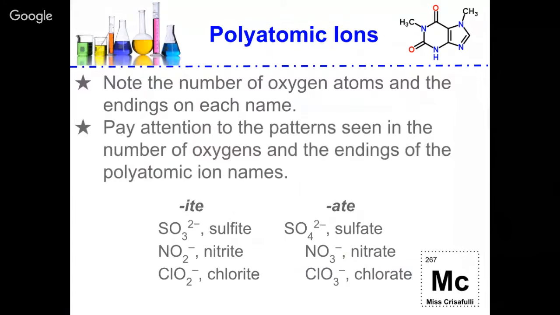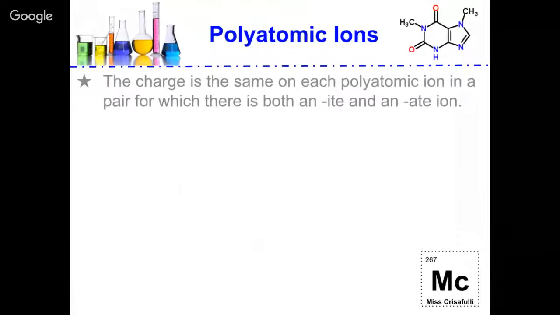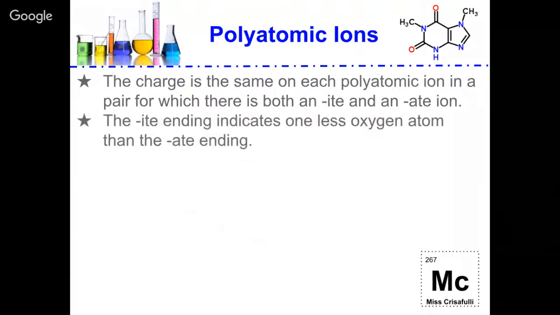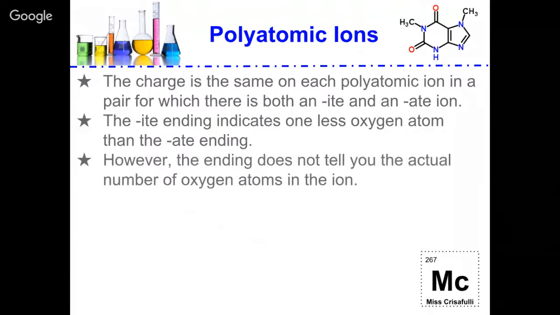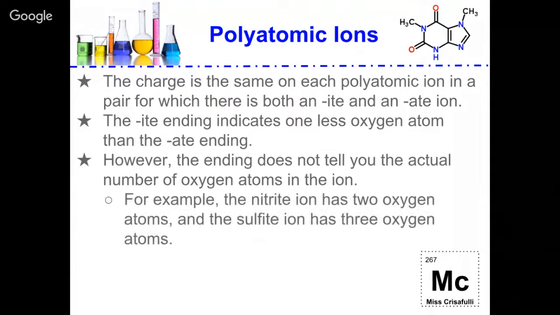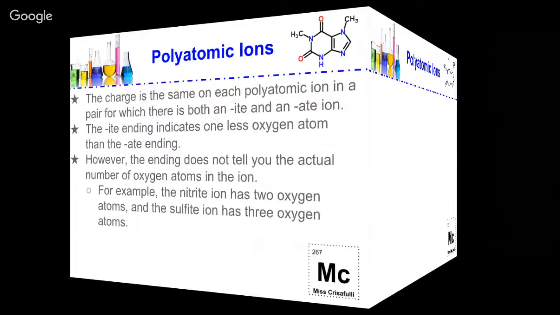And there's a pattern that we can see in the number of oxygens and the endings of the polyatomic ion names. The charge is the same on each of the polyatomic ions in a pair for which there is both an ite and an ate ion. The ite ending indicates 1 less oxygen than the one that ends in ate. However, the ending does not tell you the actual number of oxygens in the ion. For example, nitrate has only 3 oxygens and sulfite has 3 oxygens. So you need to memorize these, which is why you worked on them over break.